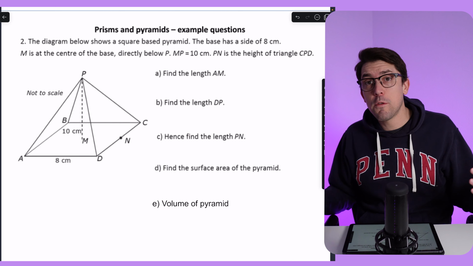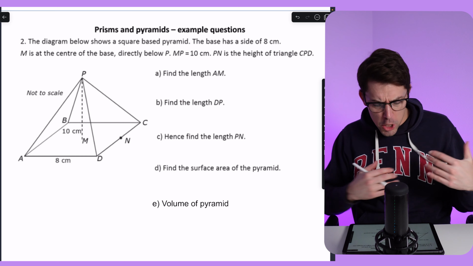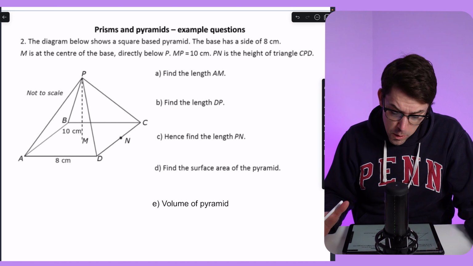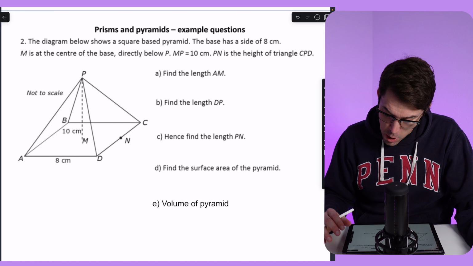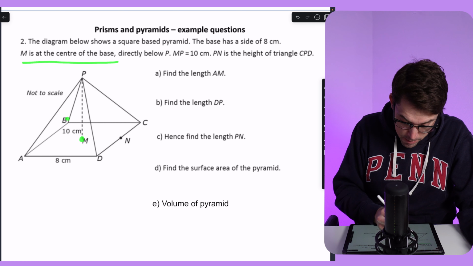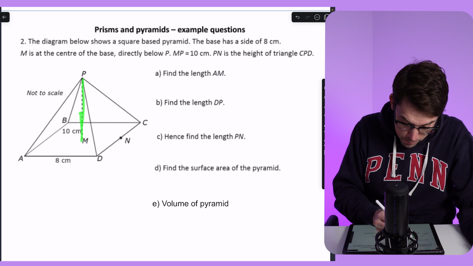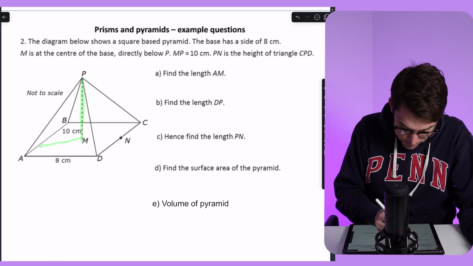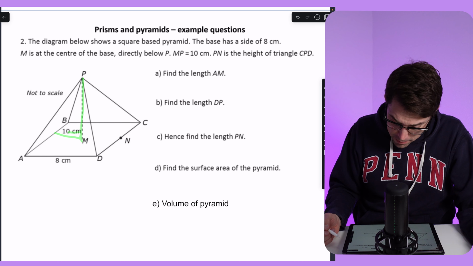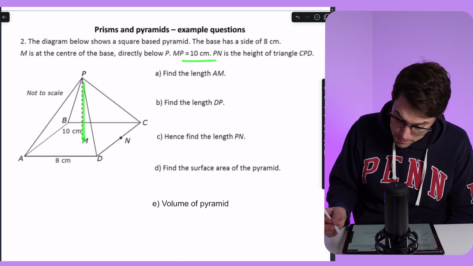Okay, so let's move on to a different shape. Let's say that the diagram below shows a square-based pyramid. The base has a side of 8 centimeters, so 8 by 8 by 8 by 8, and M is at the center of the base. Directly below P, so it's right below P, that means it makes a 90-degree angle there. And MP, meaning the height of this pyramid, is 10 centimeters.